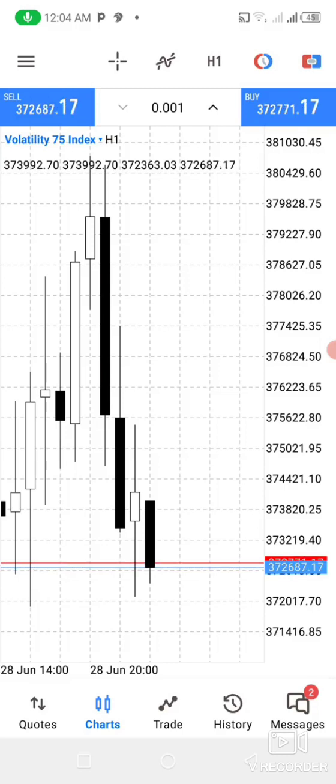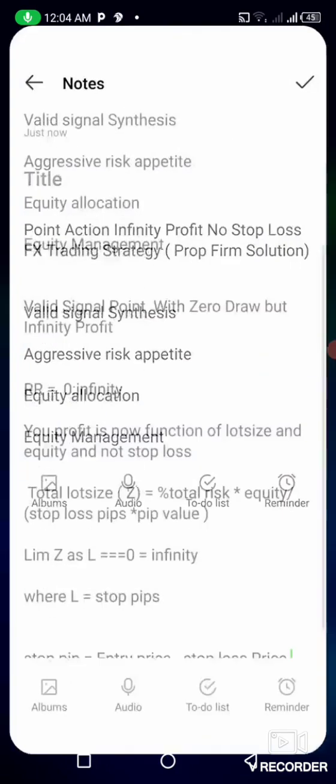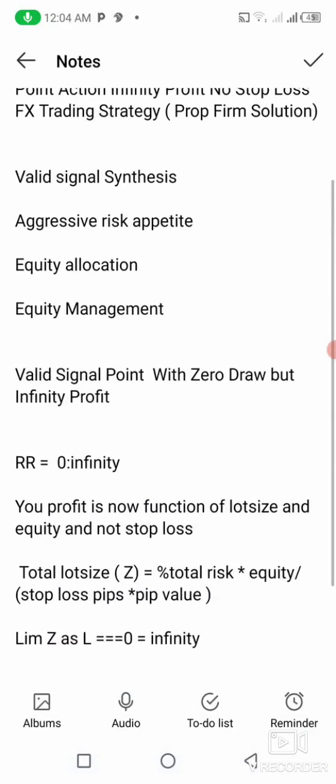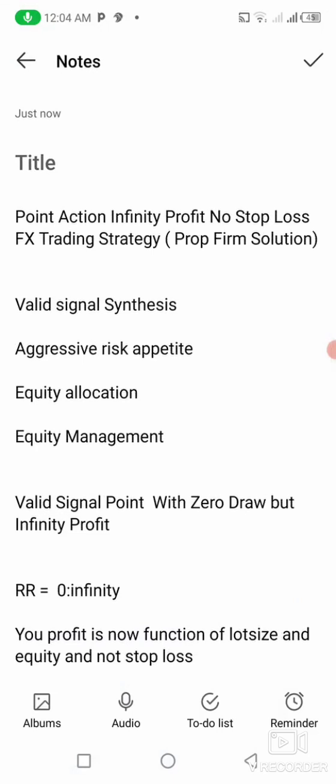Okay, now the biggest problem is how to synthesize. If you look at the document, we said something about it. Valid signal synthesis. How do we synthesize this signal? The first thing is to synthesize this signal, and then the second is to have that scale of risk, aggressive risk appetite. It is a skill. It has to be in you. You have to have that skill that I'm going to risk like this. Then equity allocation, equity management. So these points from here down to here are very, very important.